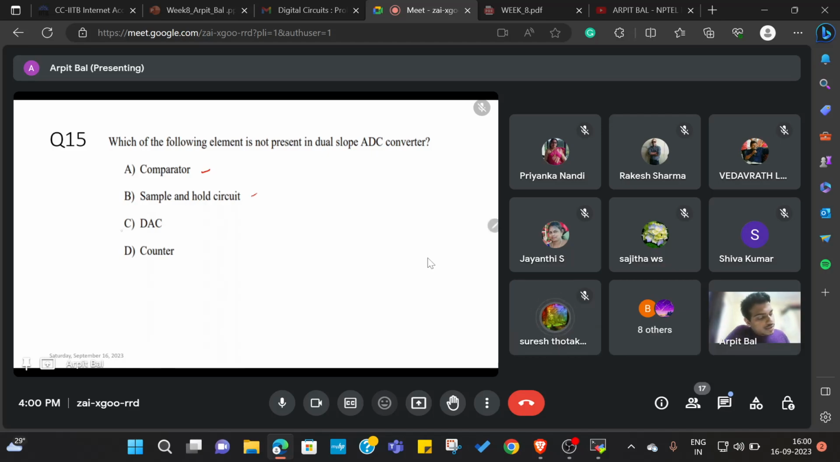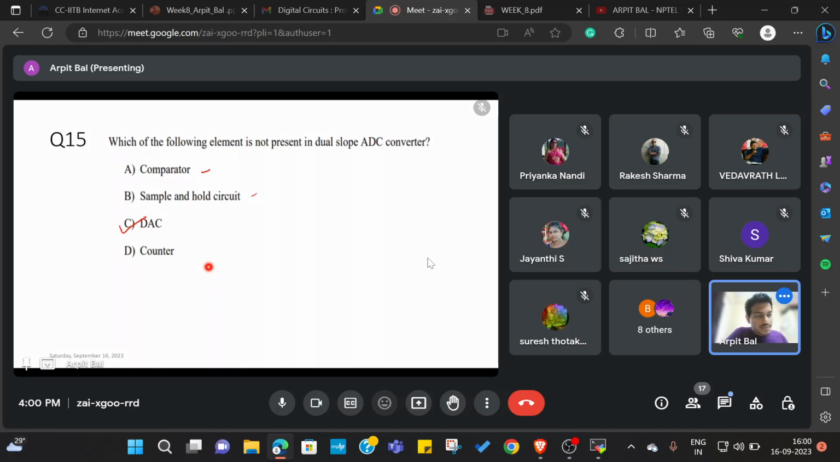Correct. So the correct answer is option C. We don't need a DAC in this dual slope ADC. Right? I hope this is clear, and I also hope the motivation behind studying data converters is clear, because oftentimes what I have seen is that people who are pursuing digital tend to look down at the finer aspects of these data conversion circuits. But I hope that you are able to realize the necessity behind having a data converter.